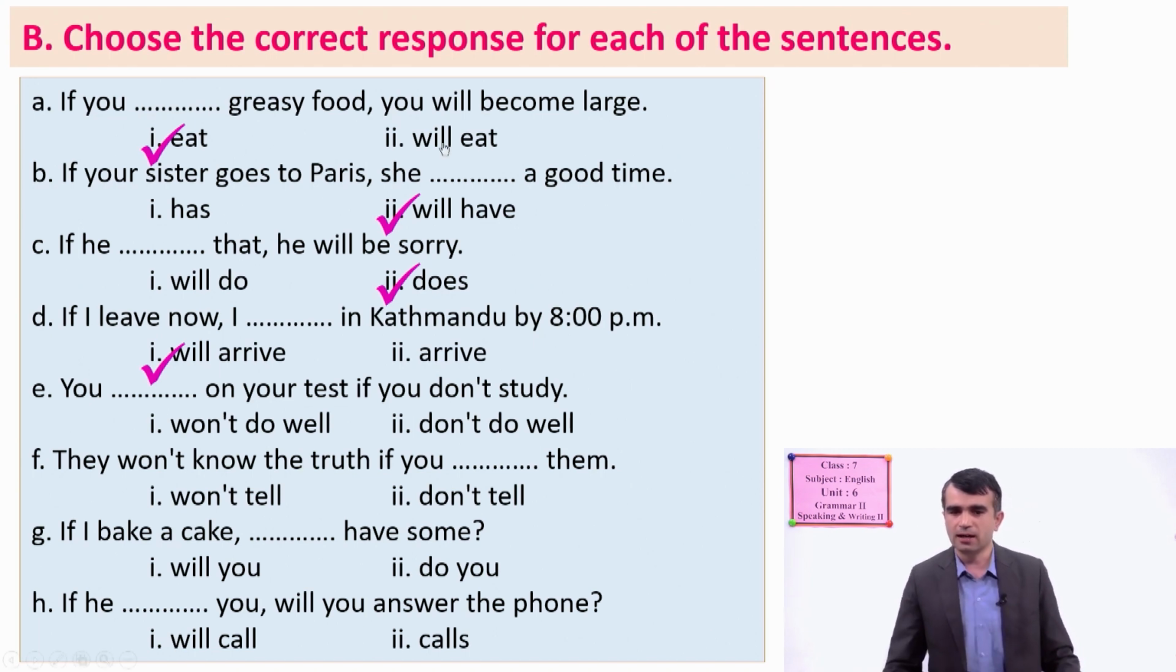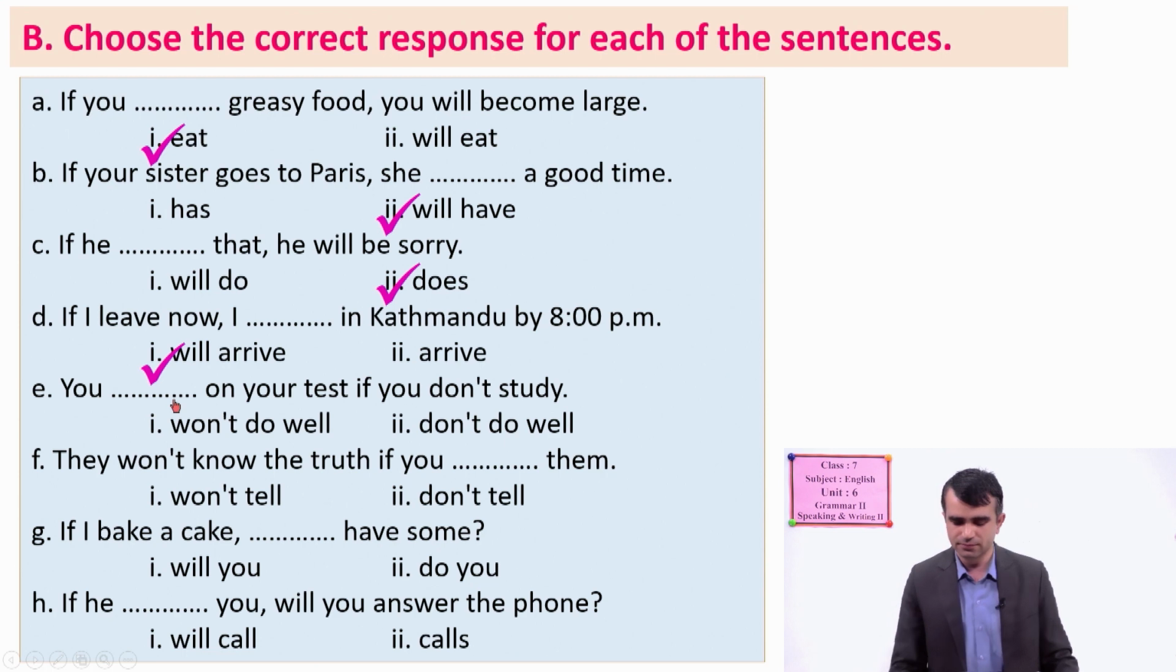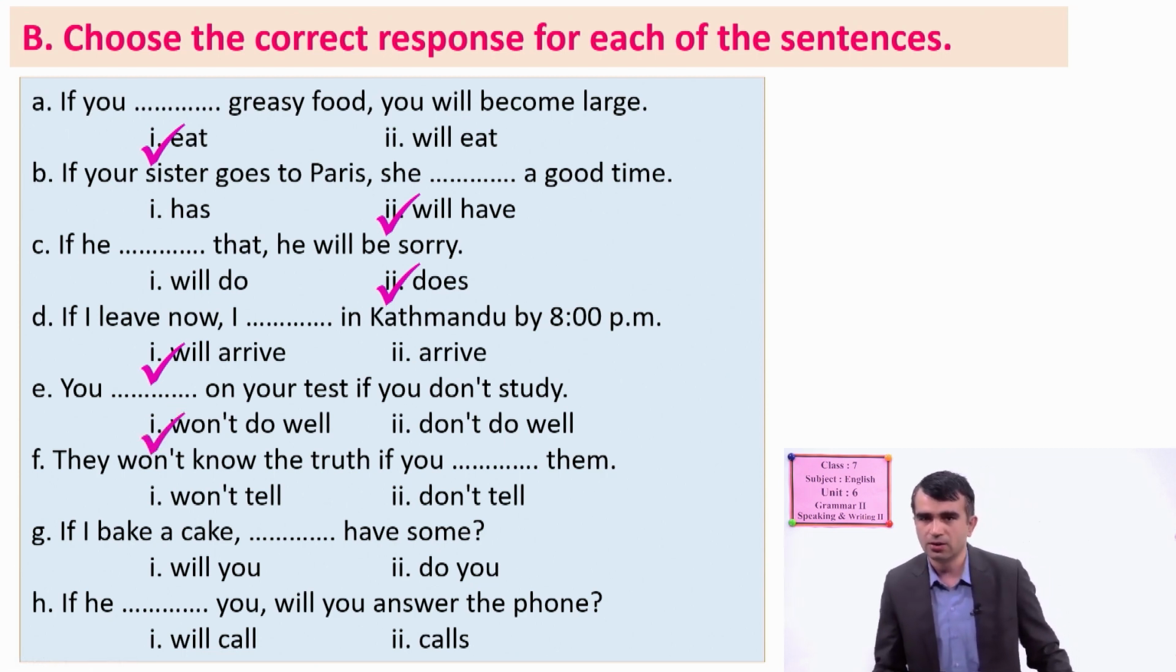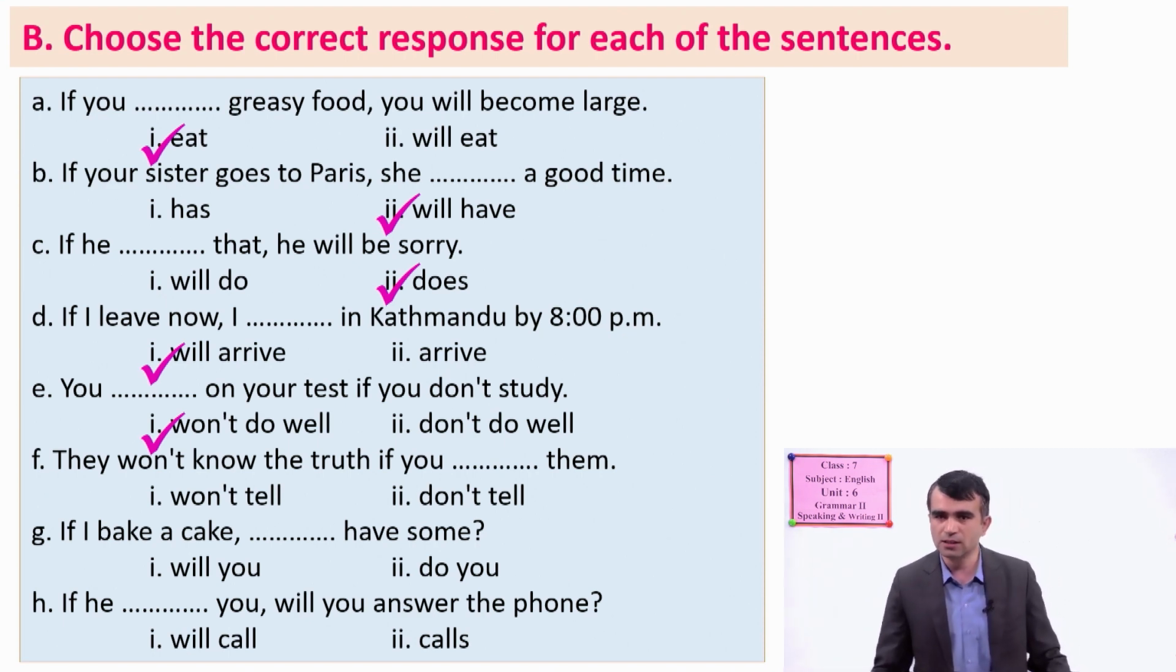What should be there? Now remember please, here the if part is in the second half of the sentence, isn't it? So the main part comes in the beginning. So here if you don't study is the if part, here present simple is used. So this is the main part. So what do you use here? Okay, you use won't do well. Won't do means what? Will not do. Is it?